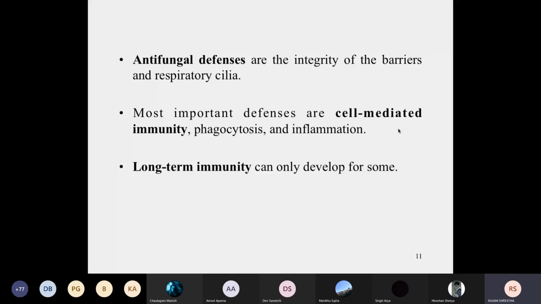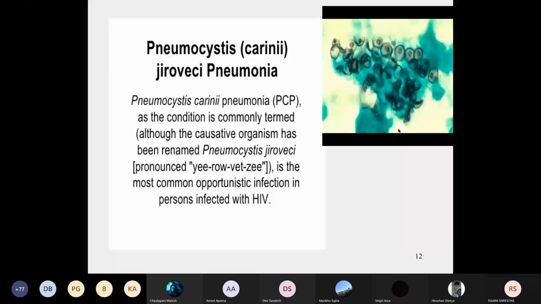So coming to the fungal infection, Pneumocystis carinii or jirovecii. It is also named Pneumocystis jirovecii, which leads to pneumonia. It is pronounced as jirovecii, which is the most common fungal infection, usually opportunistic. It is an opportunistic infection, mainly in the immunocompromised host, like in cases of HIV patients.